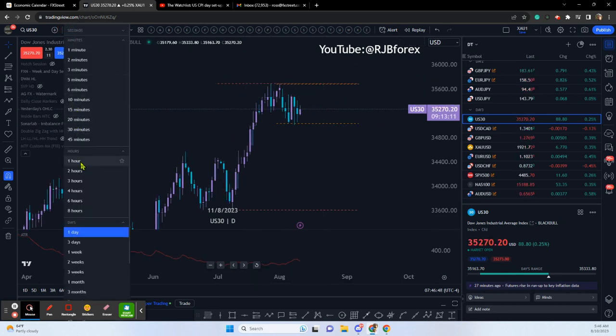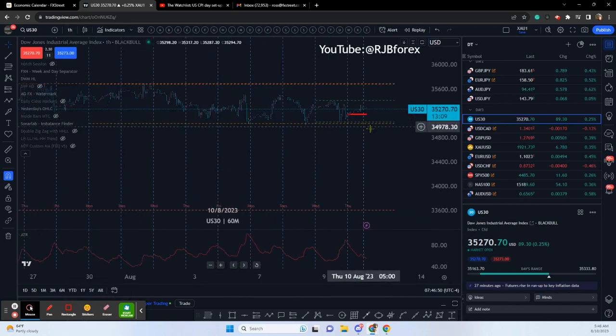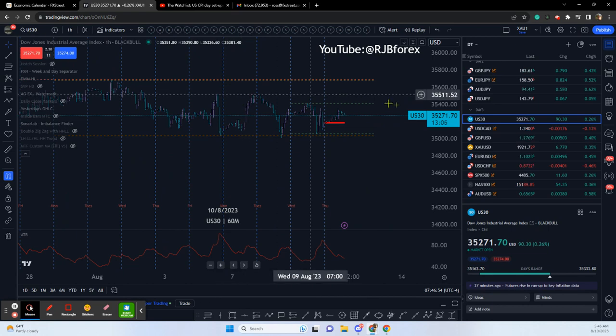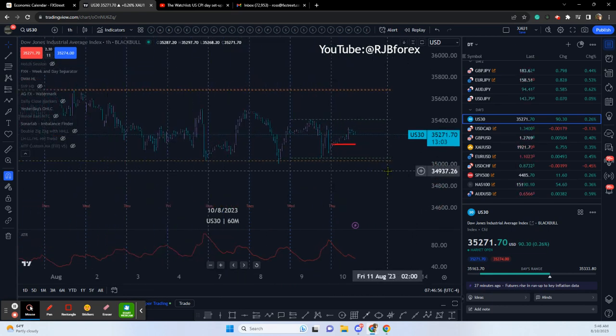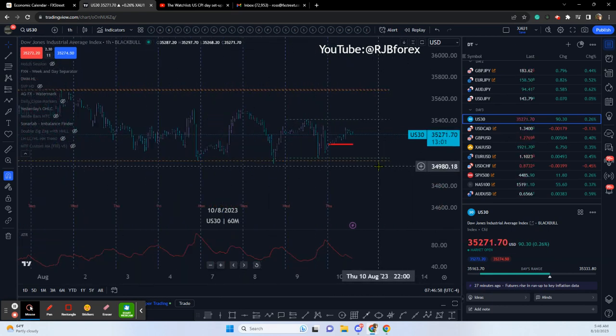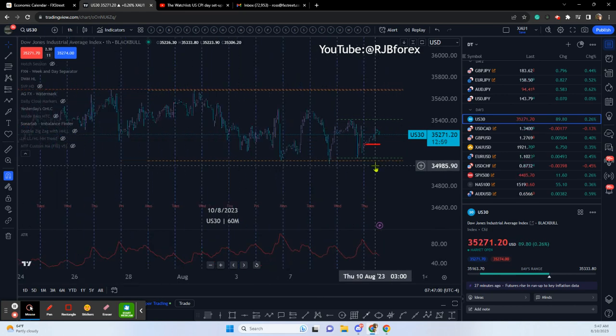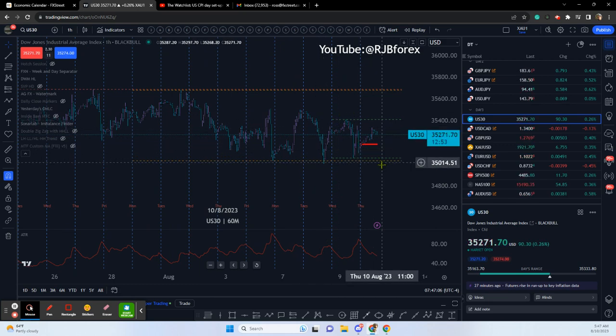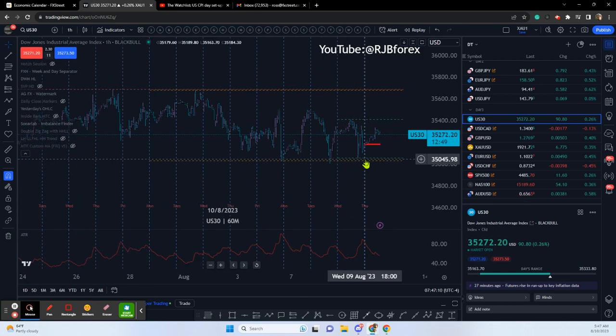Now, in terms of the structure, it's all a bit range bound, isn't it? But I'm going to build a thesis out of this. So, as we're talking about, pushes into the low. We failed to really convincingly break out.